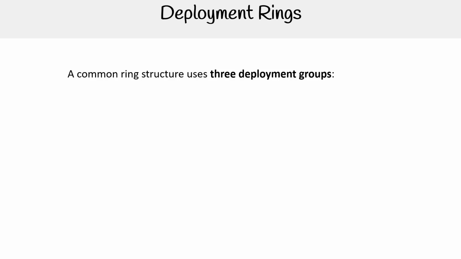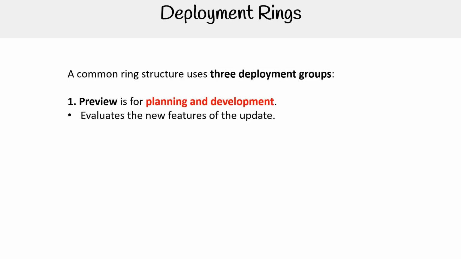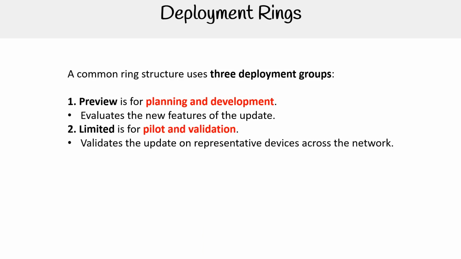So a common ring structure uses 3 deployment groups. Preview is for planning and development. The purpose of the preview ring is to evaluate the new features of the update. Limited is for pilot and validation. The purpose of the limited ring is to validate the update on representative devices across the network. Broad is for wide deployment.